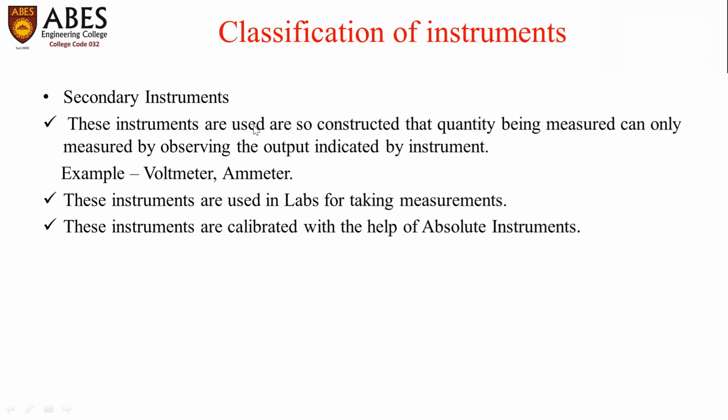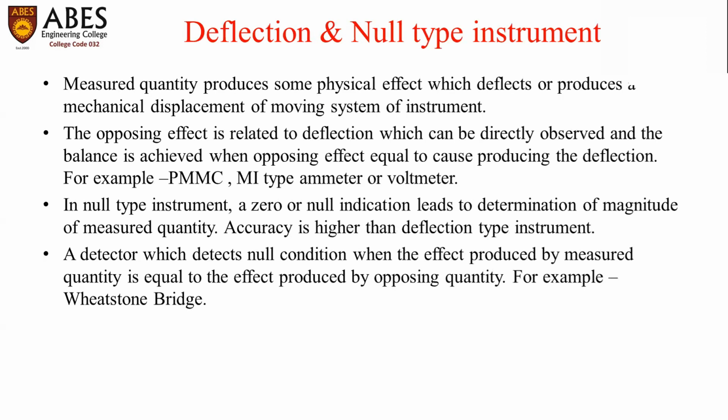These secondary instruments are so constructed that the quantity being measured can only be measured by observing the output indicated by the instrument, for example, voltmeter and ammeter. These instruments are used in the labs for taking measurements, and are generally calibrated with the help of the absolute instruments. So absolute instruments are generally used in the national laboratories, and secondary instruments are generally used in the lab for routine work.